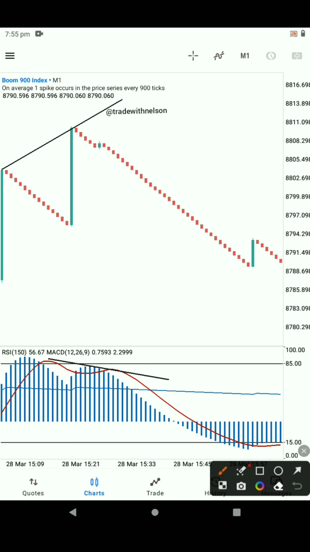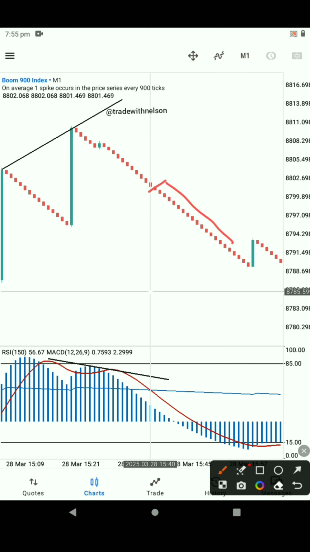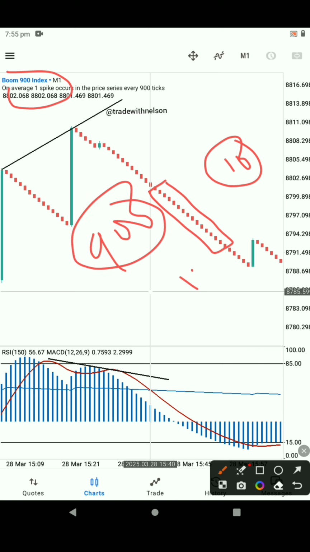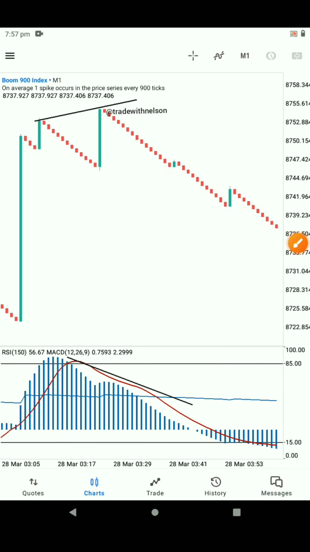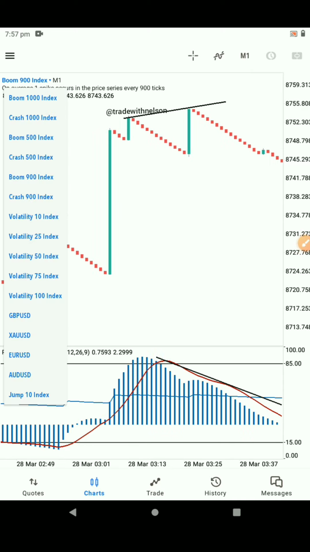Like I said, you want to see the cross of the red and the blue. So you have the cross around this point. You enter a sell and you count your 10 candles. Don't forget, this is boom 900, where we count 10 candles. So let's go to the boom and crash 1000 and let me show you examples over there.